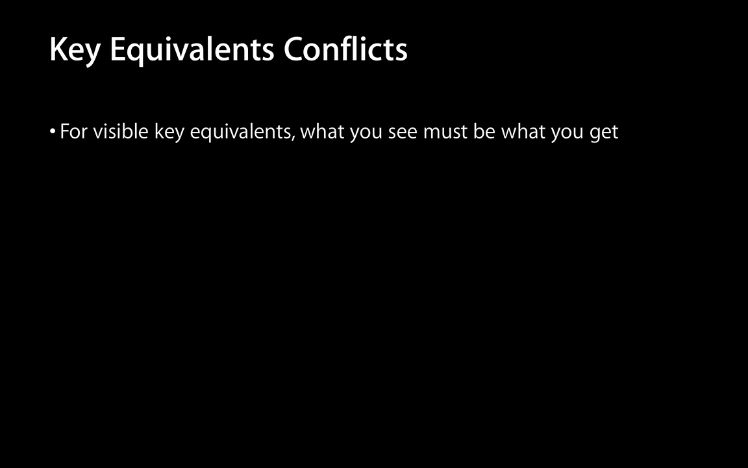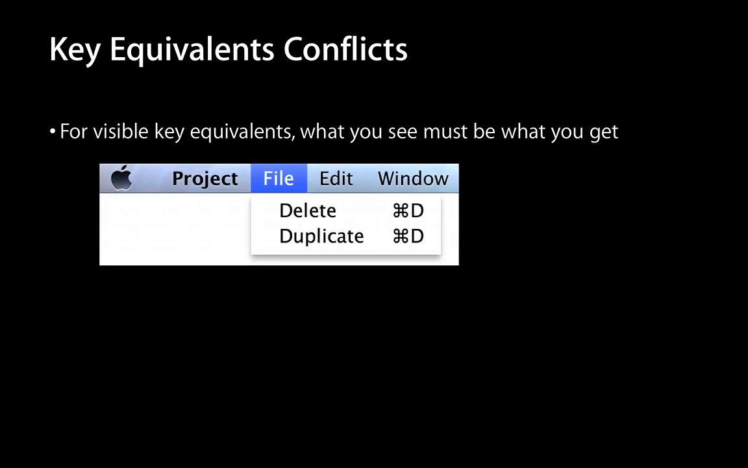Now, when the key equivalents are visible, it's really important that what you see is what you get. What do I mean? Well, imagine an application like this with Delete and Duplicate both showing Command-D. The user types Command-D hoping to duplicate, and instead it deletes something. That's bad. This may seem like a very contrived example, but if the menu items are in very different menus, maybe one's in a pop-up, it could be confusing. So when two menu items claim the same key equivalent, NSMenu will actually mediate between them to determine which one wins, and the other menu item will not show that key equivalent.